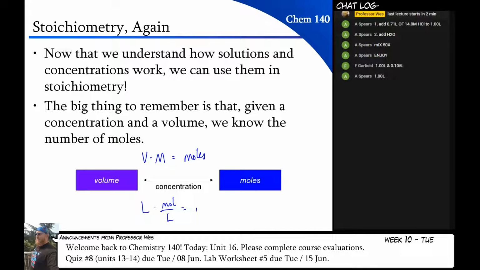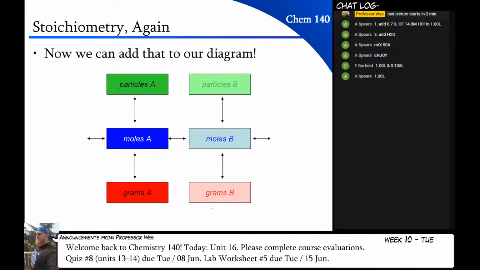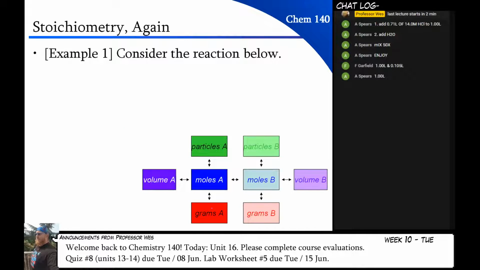And there's how the units work out. So what that means is that, remember this diagram that we were doing before? Now what we can do is we can add volume to it. And I can ask you questions like, okay, here's a balanced equation. I'm going to react this many milliliters of this concentration solution. How much product will I make? And otherwise, it's exactly the same type of stuff that we've done before. Our diagram's a little bigger now.